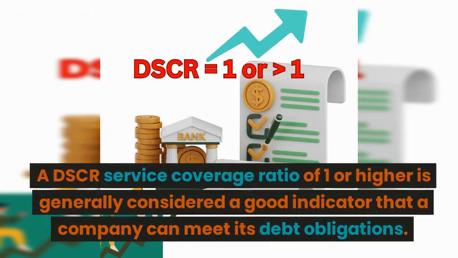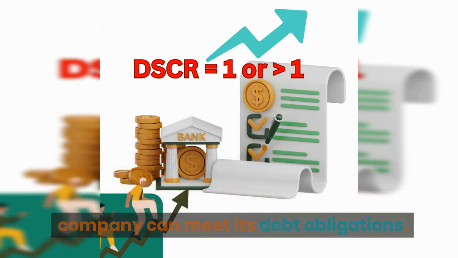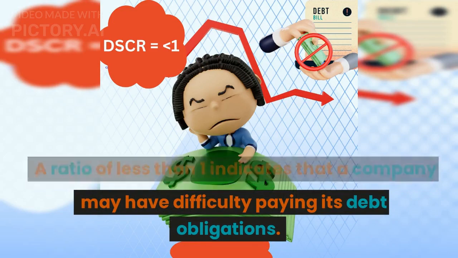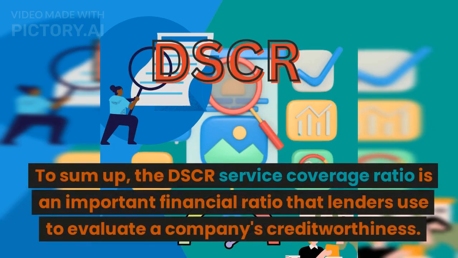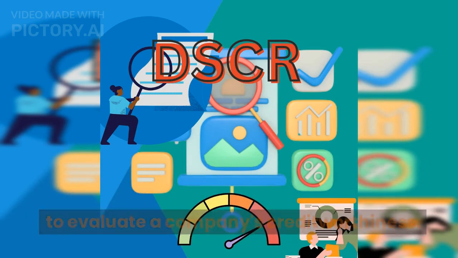A DSCR of 1 or higher is generally considered a good indicator that a company can meet its debt obligations. A ratio of less than 1 indicates that a company may have difficulty paying its debt obligations. To sum up, the DSCR is an important financial ratio that lenders use to evaluate a company's creditworthiness.